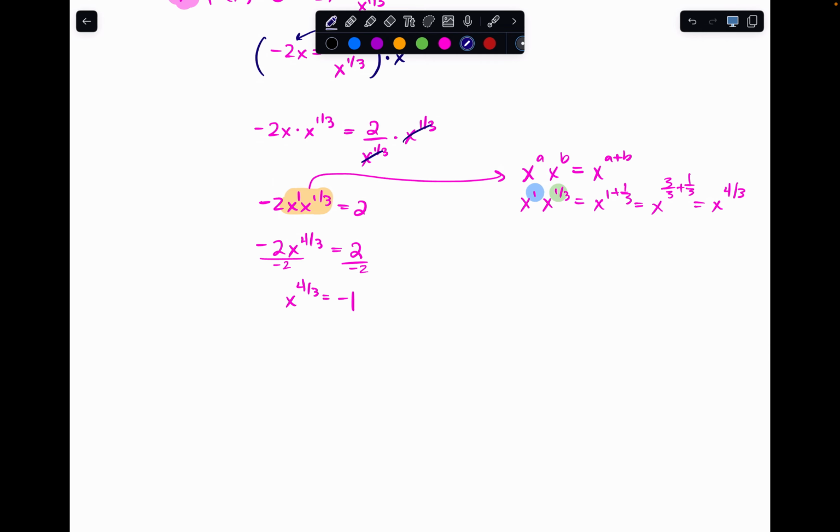Maybe not less than 5 minutes, but you'll do the checkpoint problems very quickly if you practice every single example I have listed there. Now, how do I solve x to the 4/3?